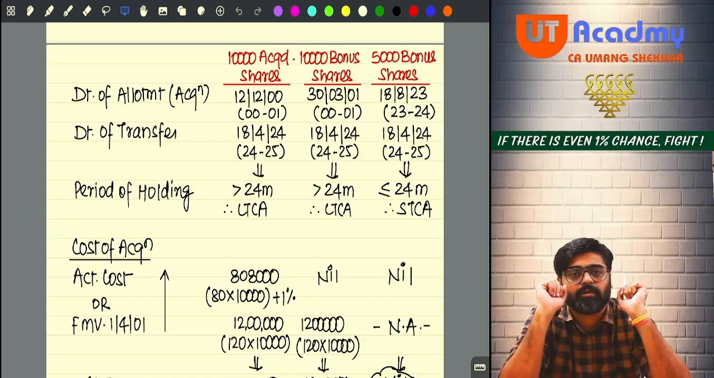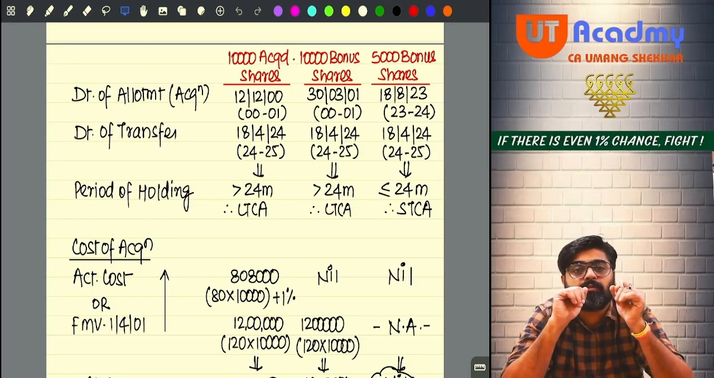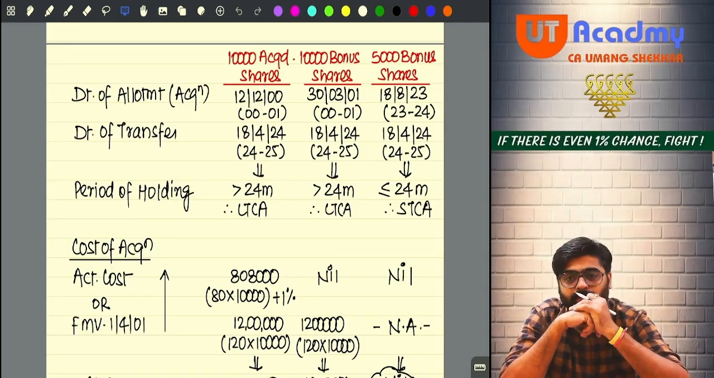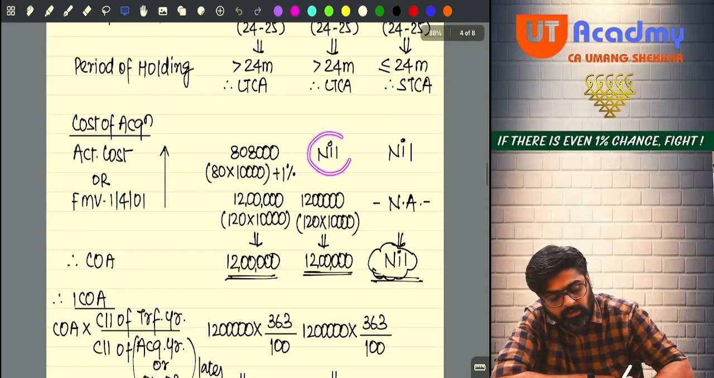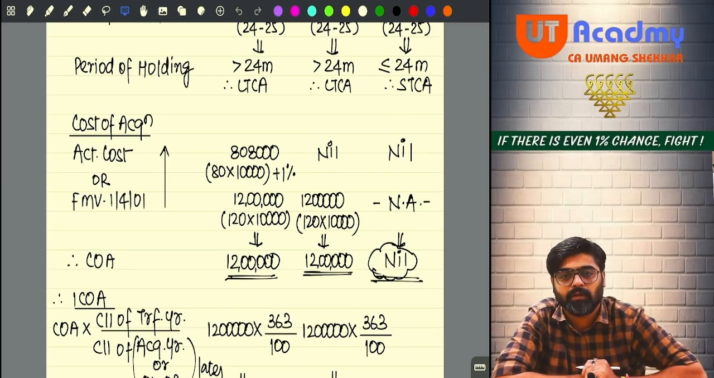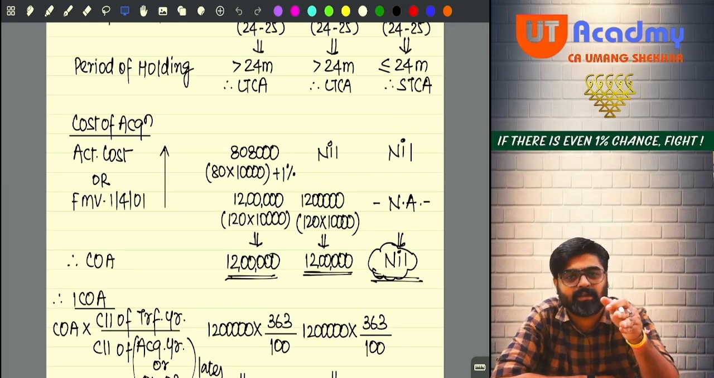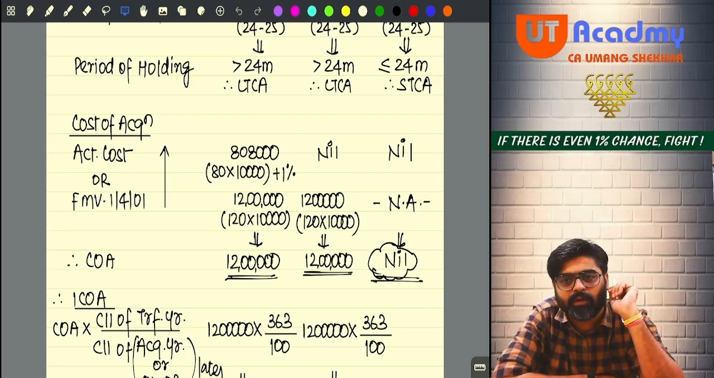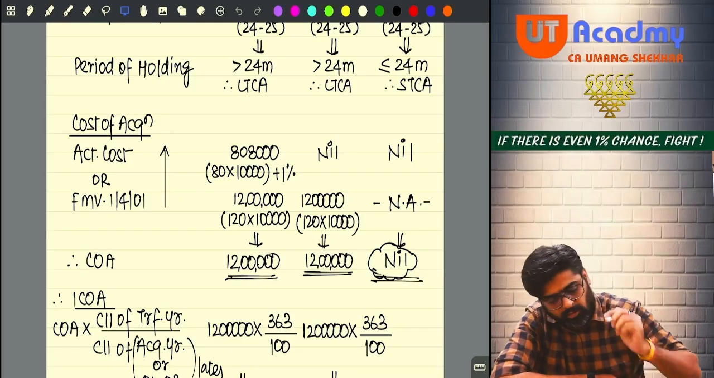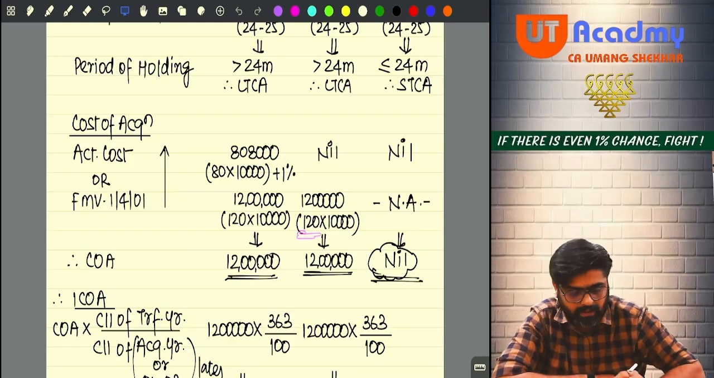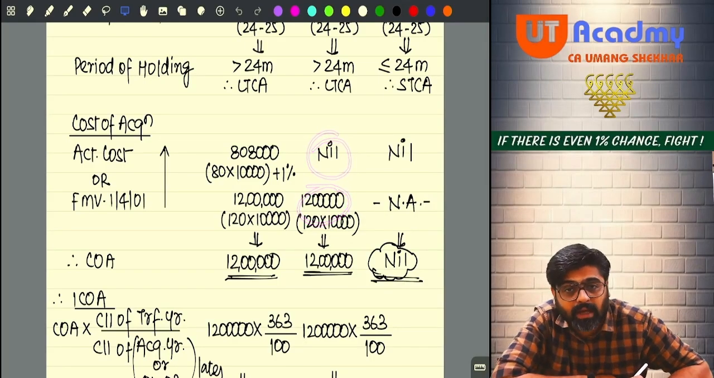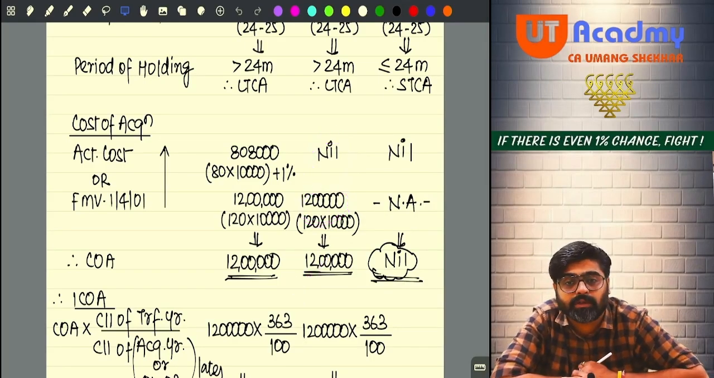Prior to 1st April 2001, you acquired these bonus shares. So for these bonus shares also, their cost of acquisition will be either the actual cost or the fair market value, whichever is higher. So what was their actual cost? Bonus shares costed you nothing. Actual cost was nil. And the fair market value of these shares of A Private Limited was 120 only, no? At the time of 1st April 2001. Yes or no? So 120 I will take here also. Into 10,000 bonus shares, I will get 12 lakh rupees fair market value. So nil or 12 lakh, whichever is higher, 12 lakh will be the cost of acquisition.